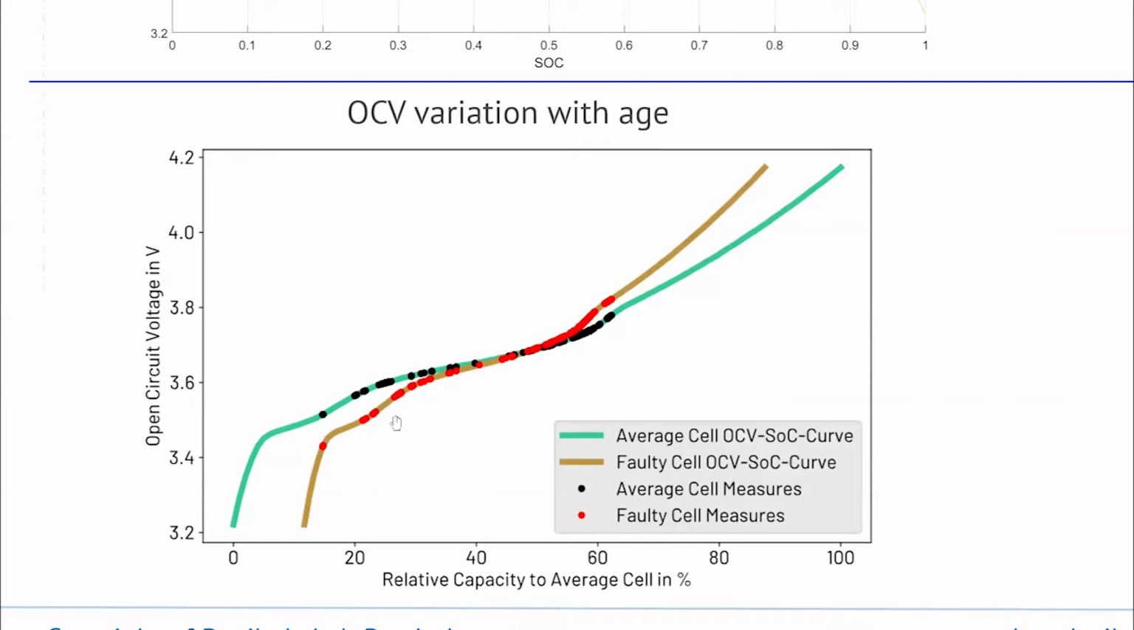You can see the two trend lines here. The average cell, which is basically the fresh cell, this green line, this is the fresh cell, and the orange line that you see here, this is the defected cell. Basically, it is the old cell.